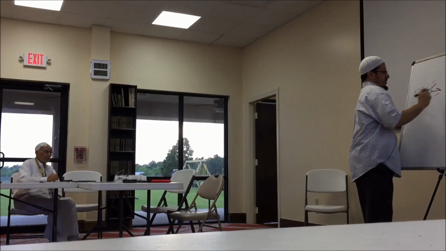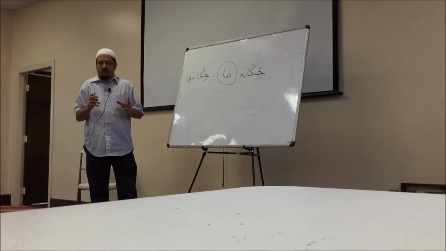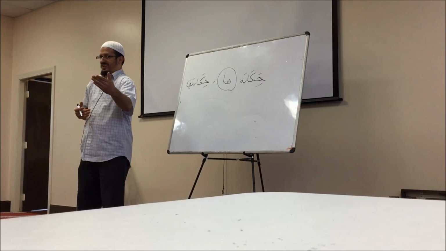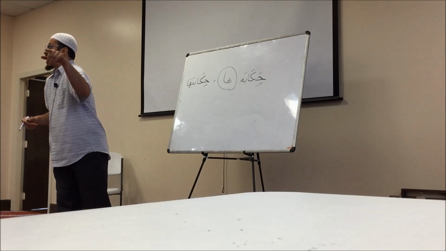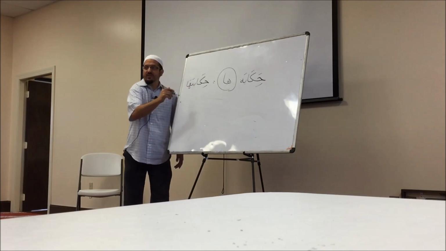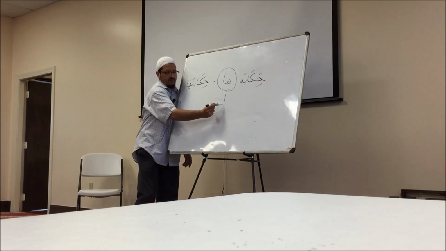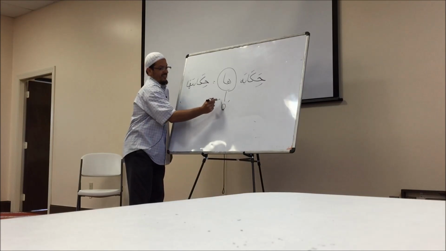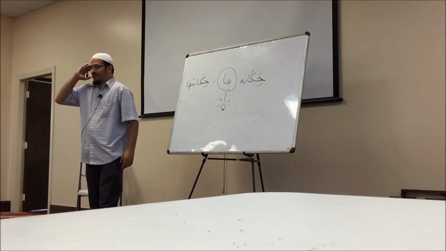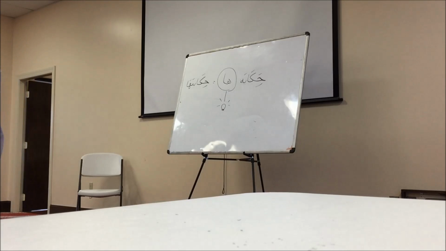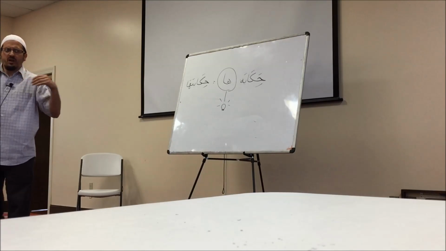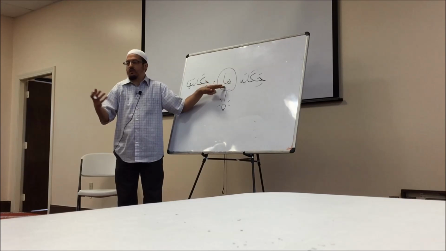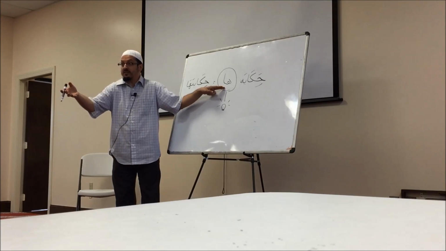Whenever you see the ha, this is damir, like kitabuhu, his book; kitabuna, our book; kitabuka, your book; kitabuha, her book. Whenever you see the damir, immediately the lights should turn on in your head: where does it go back to? Kitabuha, her; hikayatuha, whose story?